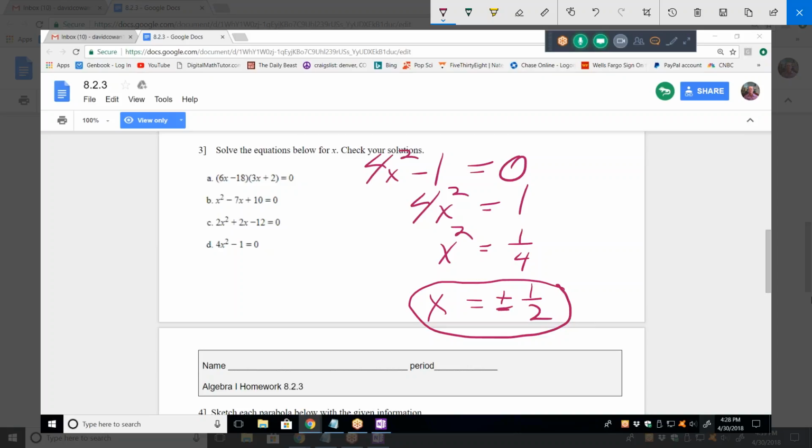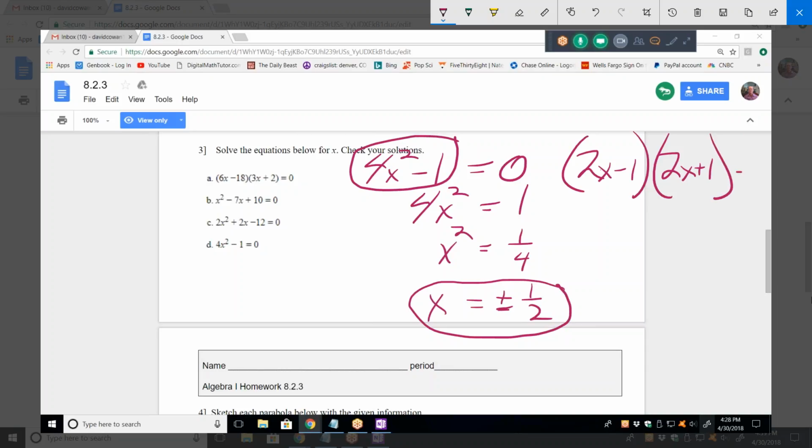So let's consider the second way we can do this problem. That is the difference of perfect squares. In other words, it factors into 2x minus 1 times 2x plus 1. That's what difference of perfect squares means. And if I solve each of these, I automatically get the correct answer.